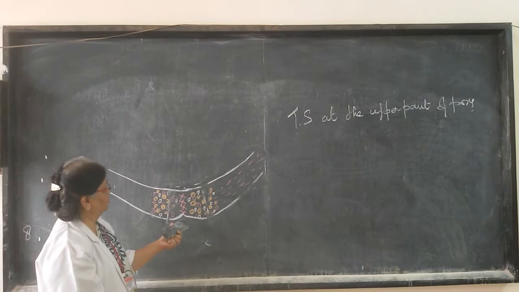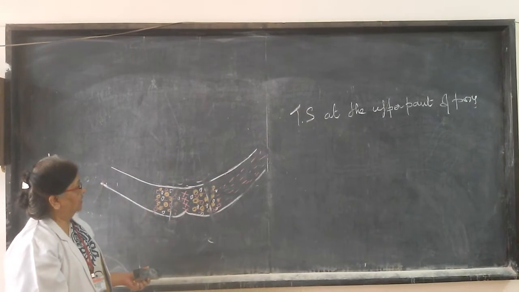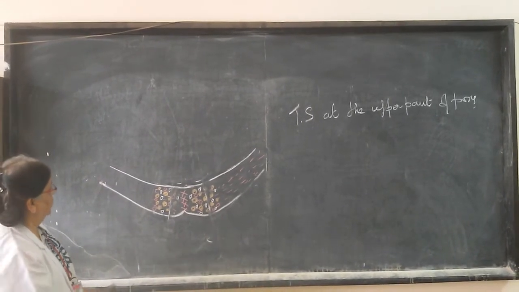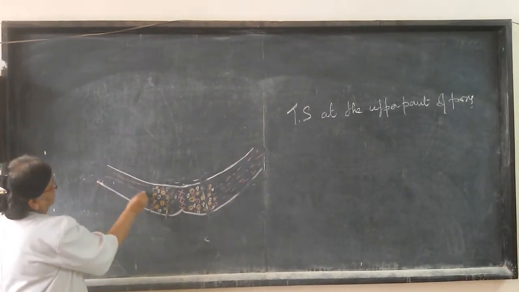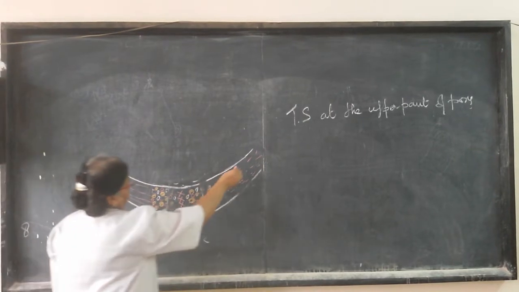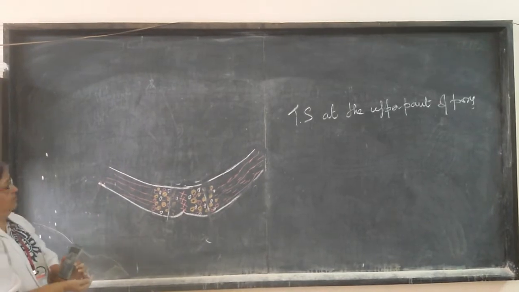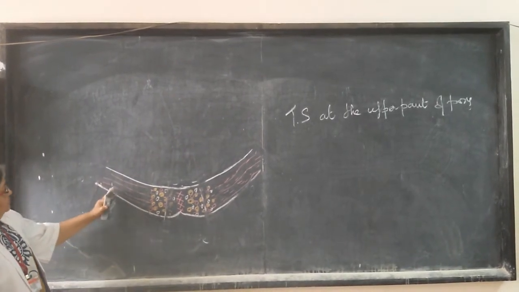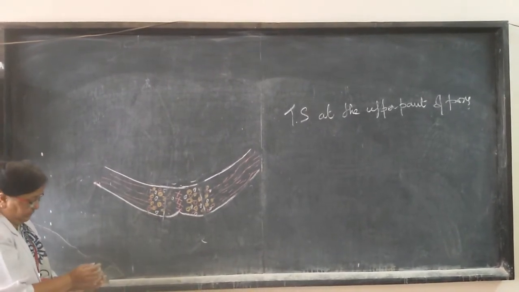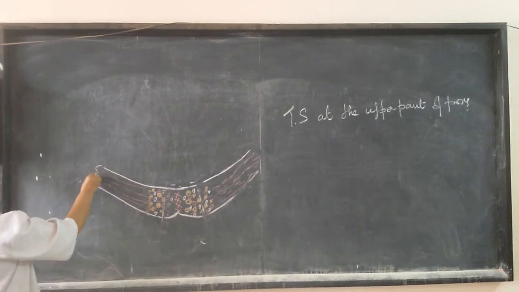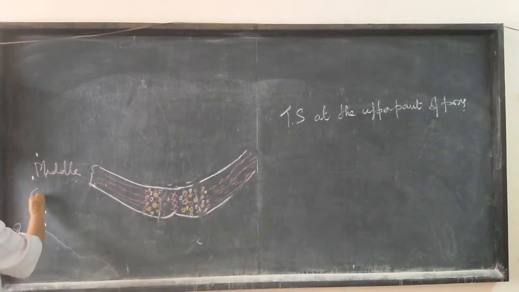fibers. Vertically running fibers are corticonuclear, corticospinal, and corticopontine fibers, and transversely running fibers are the ponticerebellar tract. These are the fibers of the ponticerebellar tract. The ponticerebellar tract forms mainly the bulk of the middle cerebellar peduncle. Therefore, this is the middle cerebellar peduncle.